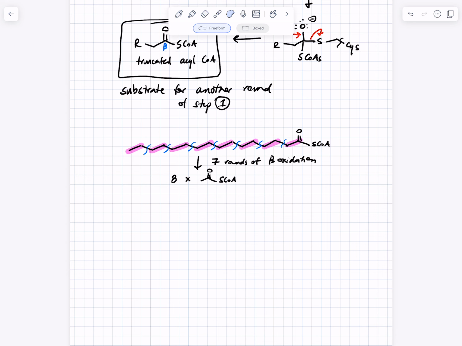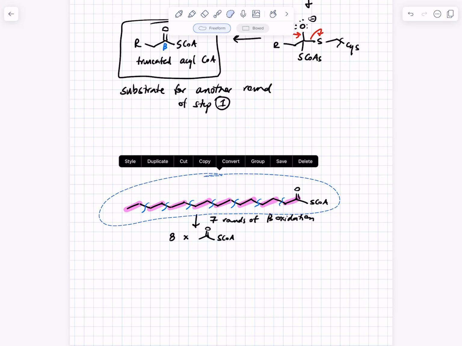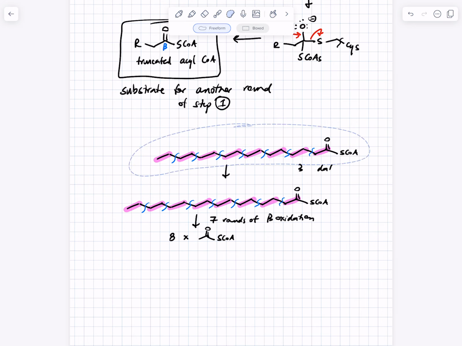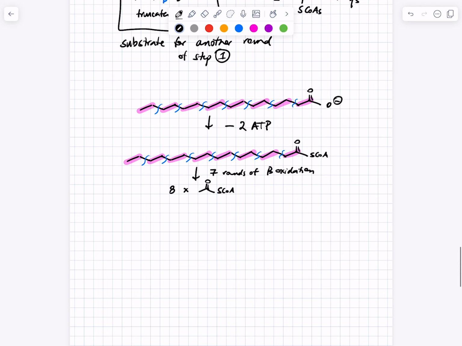Because the last one also gets clipped off as acetyl-CoA, right? So let's summarize the yield from this process. From the 16 carbon carboxylate, which I'm just going to draw here, we lose 2 molecules of ATP to get to the acyl-CoA. And then we do 7 rounds of beta oxidation to make 8 molecules of acetyl-CoA.